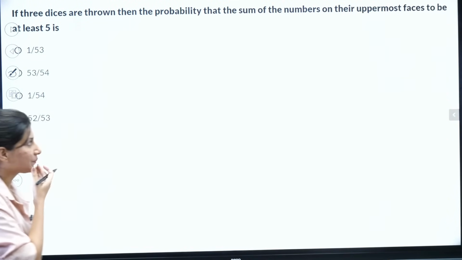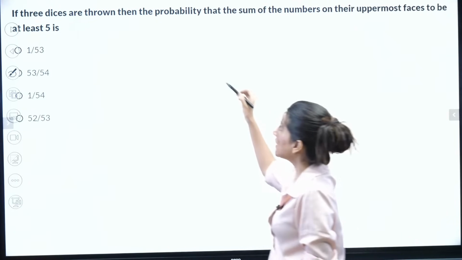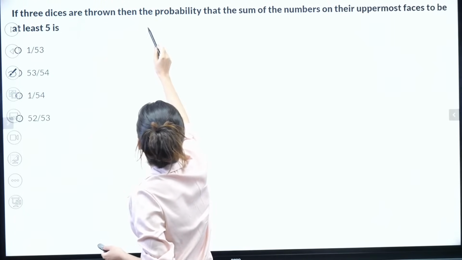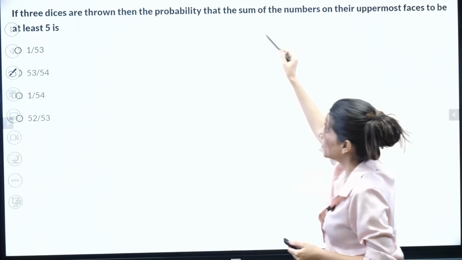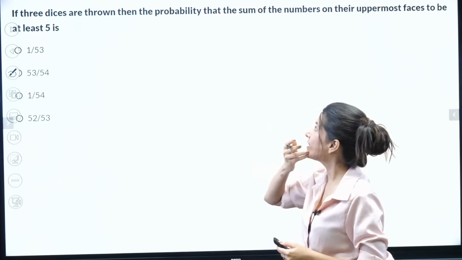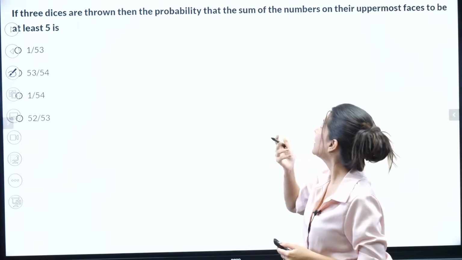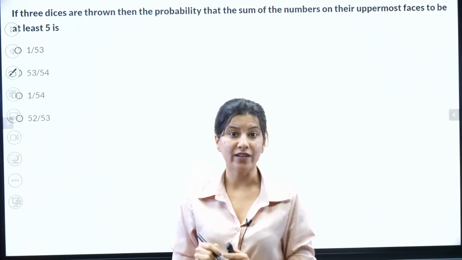All right. Now let us move on to the next question, which is from probability. If 3 dice are thrown, then the probability that the sum of the numbers on their uppermost faces is at least 5 is. Okay, so 3 dice are thrown, and at least 5.